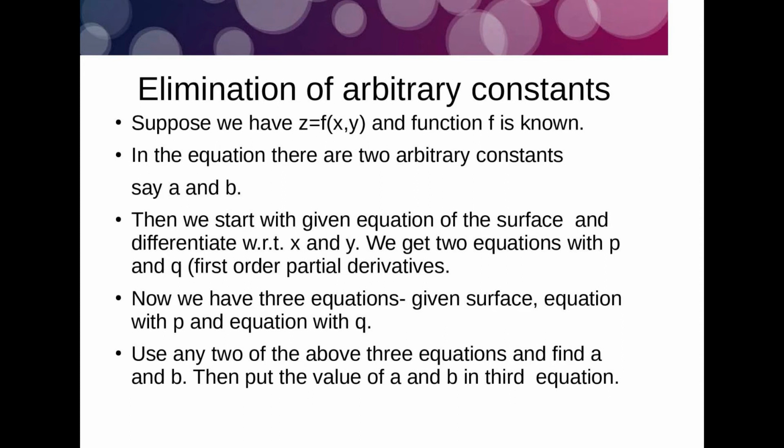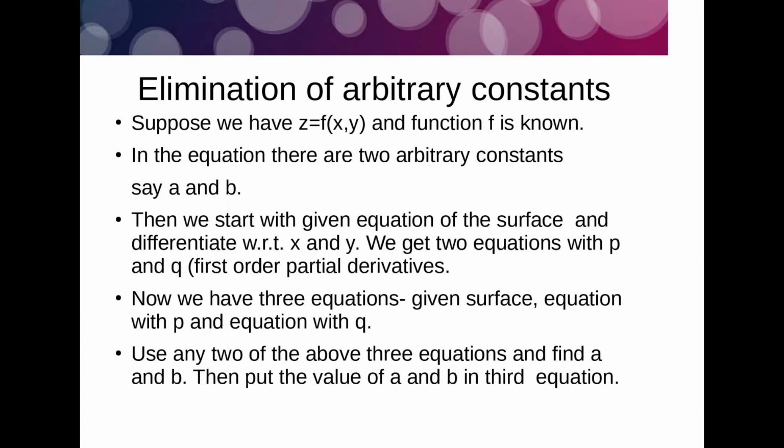So out of these three equations, you can pick any two equations, and using two equations, you can find the two arbitrary constants. You have a and b in terms of x, y, p or q. That depends on the equation. Now, the third equation we have not used till now. So we just put the values of a and b in the third unused equation. And finally, we can eliminate a and b.